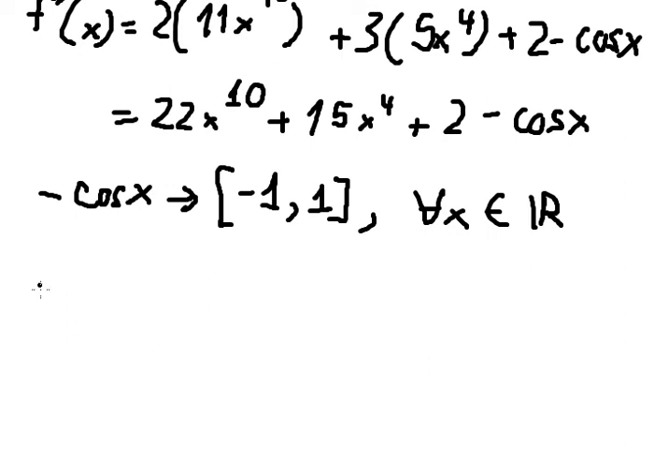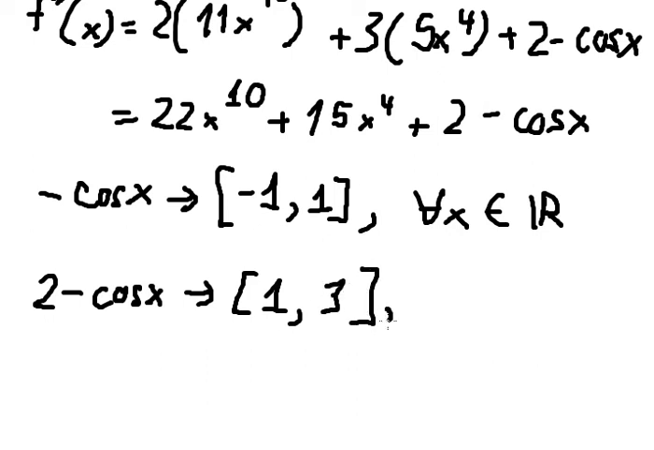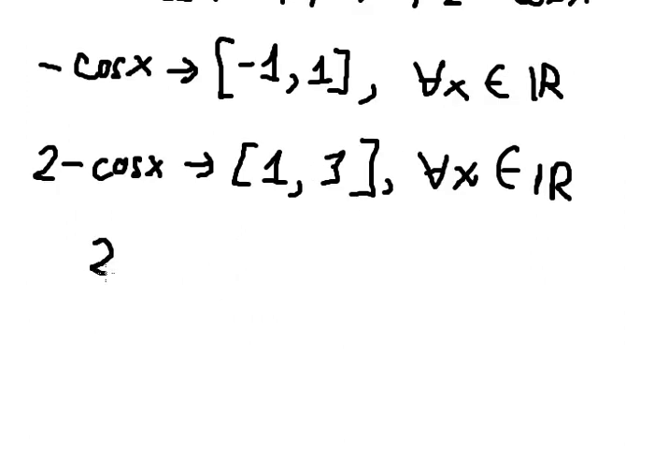Now if I put number 2 in here, so 2 minus, with negative number 1 we will have positive number 1. 2 plus 1 is 3. That means 2 minus cosine x is always greater than number 0.